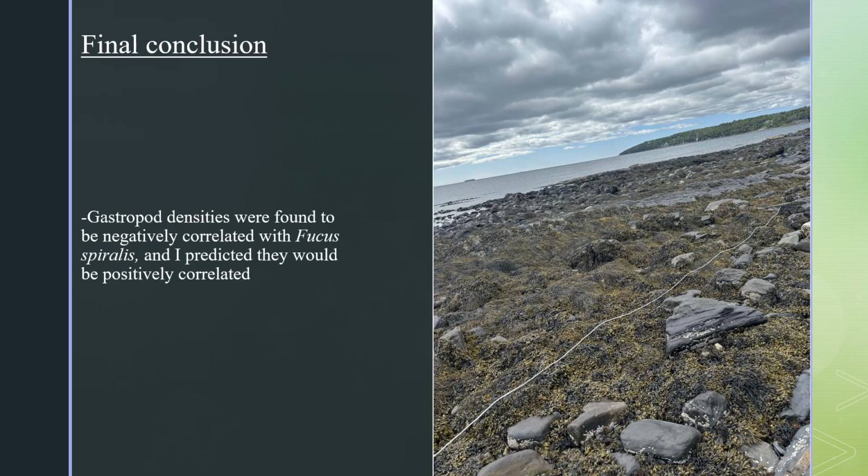And so for the final conclusion, the gastropod densities were found to be negatively correlated with Fucus spiralis, and I actually predicted they'd be positively correlated, so I was surprised.